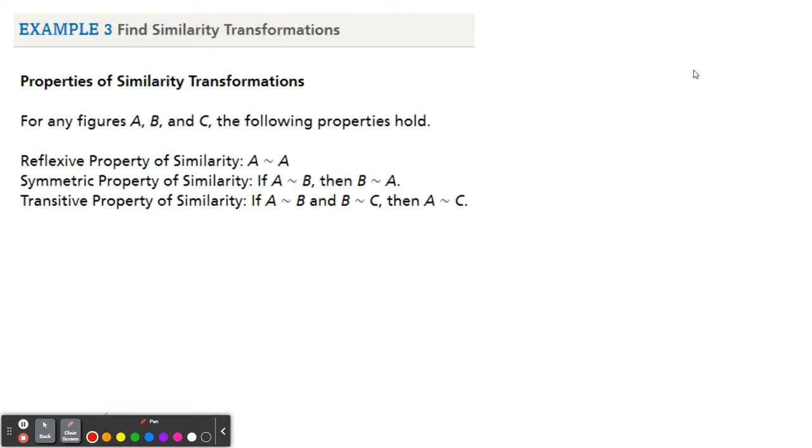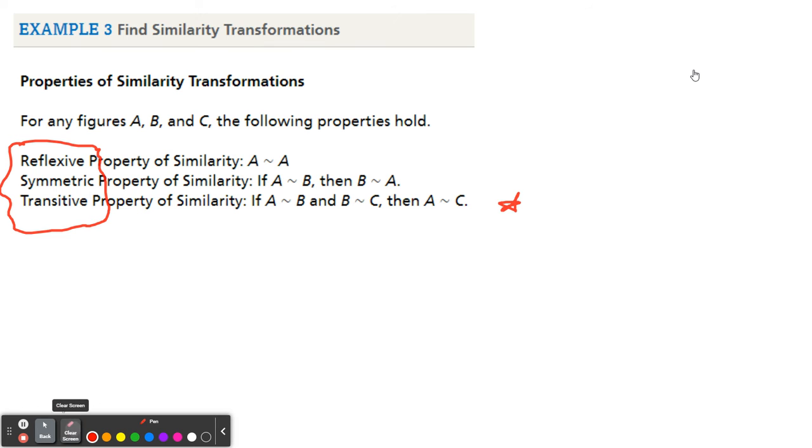Okay, so there's a couple properties, right? For any figures A, B, C that are similar, you have the reflexive property, the symmetric property, and the transitive property. So again, no big deal here. The transitive property may be used sometimes if you're dealing with multiple similar figures. Actually, when we talk about similar figures and right triangles, we will use that.